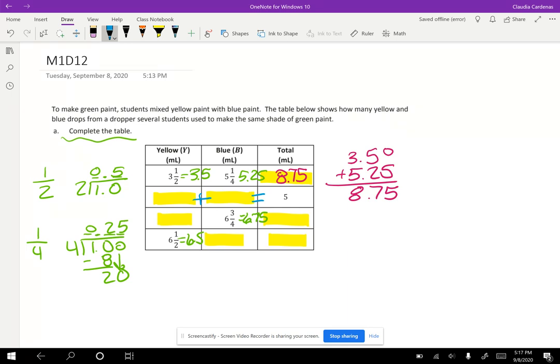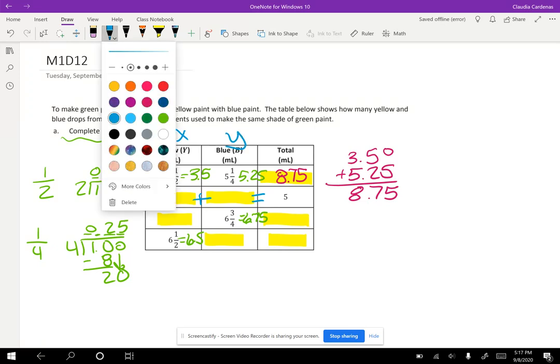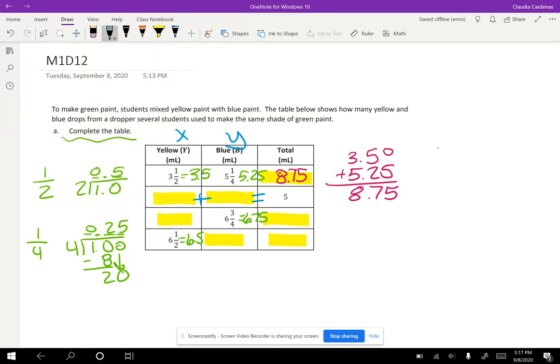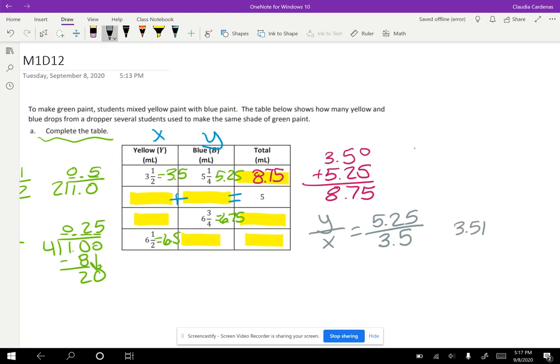Well, they've already given me 3.5 and 5.25. So I can set that up as my ratio, remembering that this is X and this is Y. And so in order to find the ratio, I know that I divide Y over X. So 5.25 over 3.5. And so in order to find that unit rate, or to see how much we're going to compare the yellow and the blue paint, we use division. And so 3.5 going into 5.25, we got a lot of decimal review in this lesson. So if we were stuck today, we're going to refresh our memory.